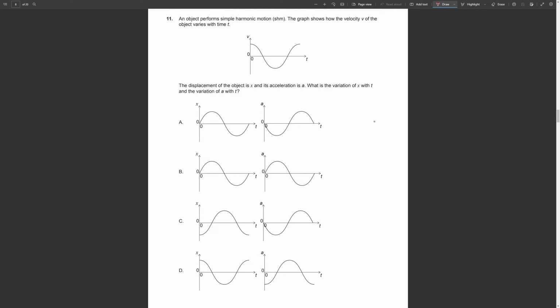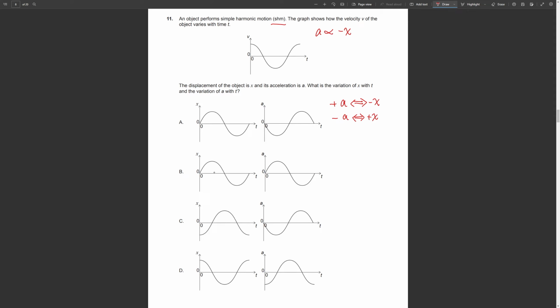Next, question 11. Now you are given the velocity against time graph, and you have to deduce its displacement against time graph and the acceleration against time graph. Note that it is a simple harmonic motion. Therefore, a proportional to negative x must be obeyed. When there is a positive a, it implies there is a negative x. Also, the other way around, if there is a negative a, it implies there is a positive x. They are always opposite in direction.